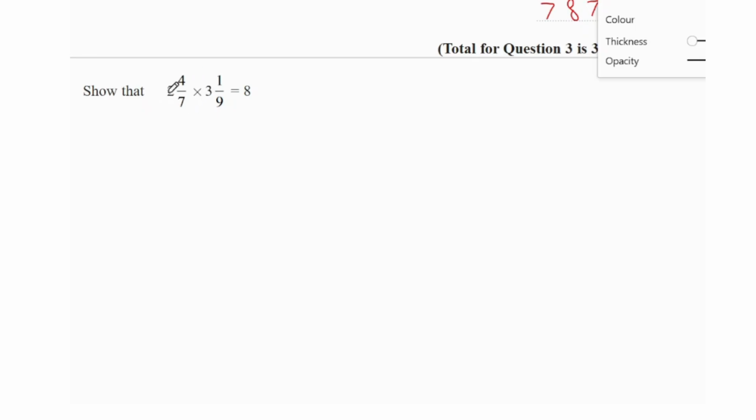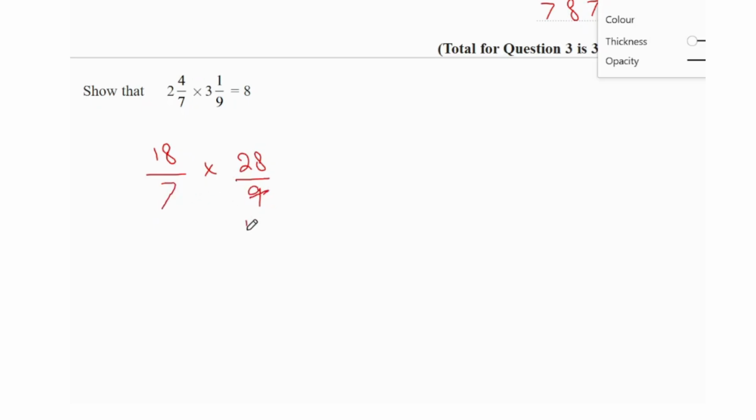It says show that this is equal to 8. So how are we going to show that? 7 times 2 is 14. 14 plus 4 is 18 over 7. Then 9 times 3 is 27. 27 plus 1 is 28 over 9. Can we cancel anything? Yes.